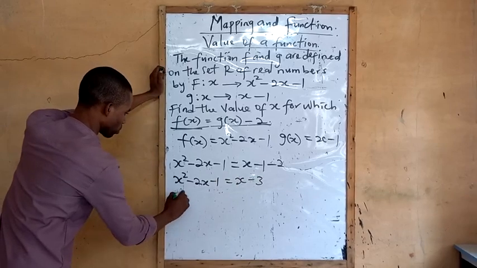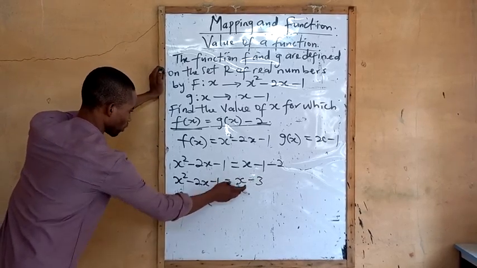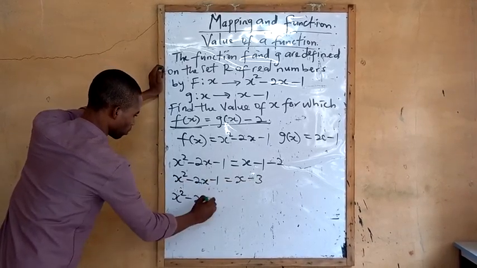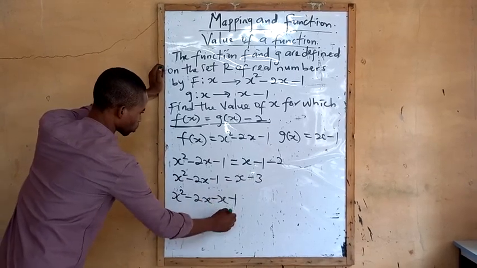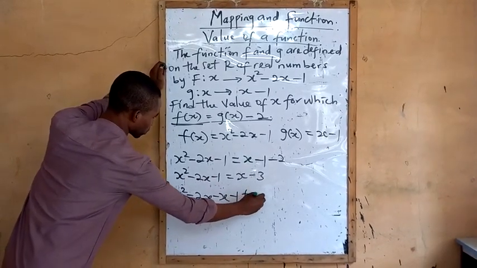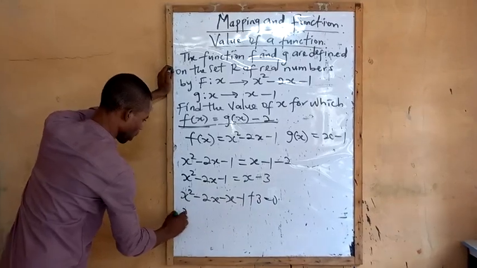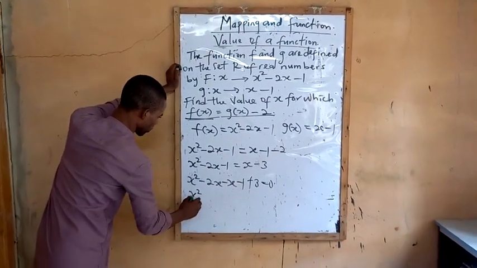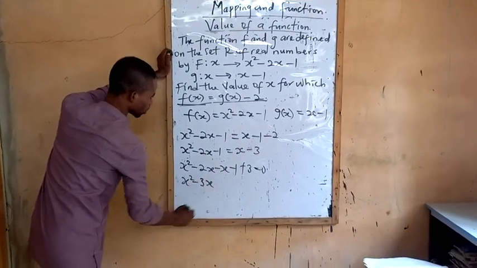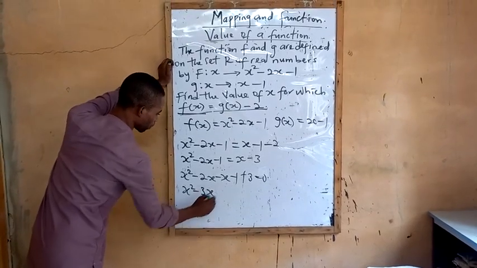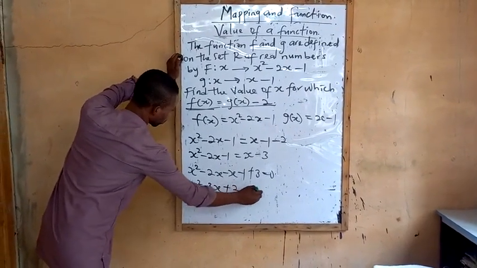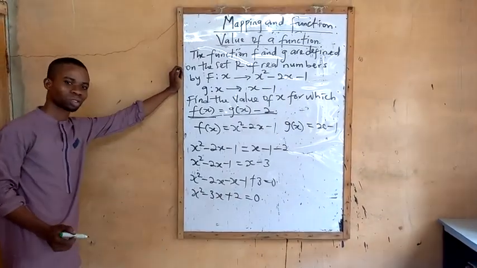That means x squared minus 2x. If I bring this one inside, it becomes minus x, minus 1. If I bring this one inside, plus 3. So that means x squared minus 2x minus x, minus 3x, minus 1 plus 3 plus 2 equals 0. So it leads us to a quadratic equation.